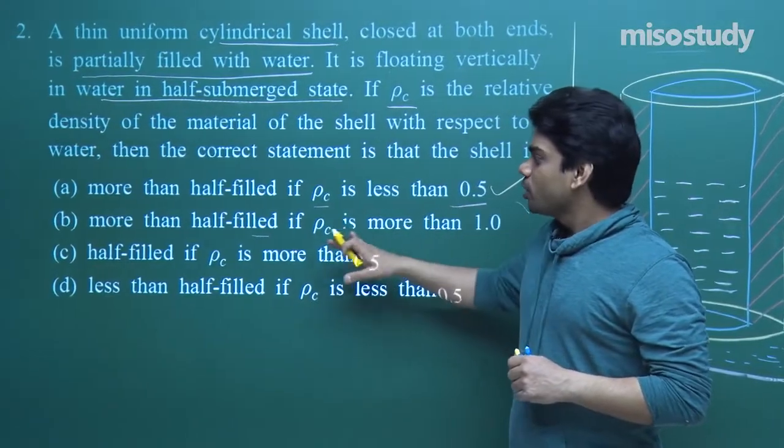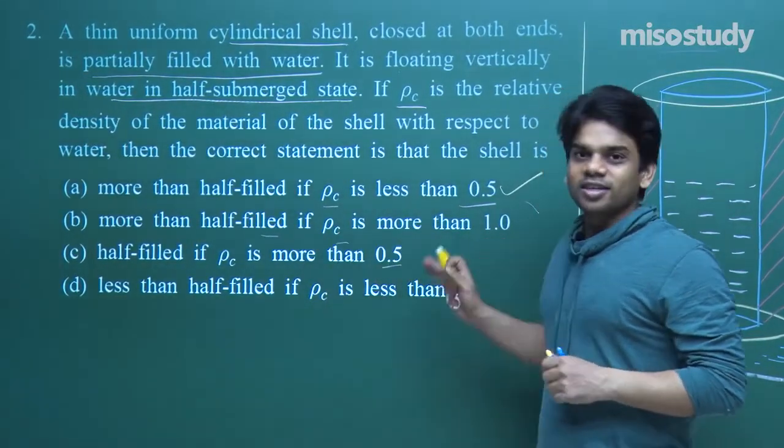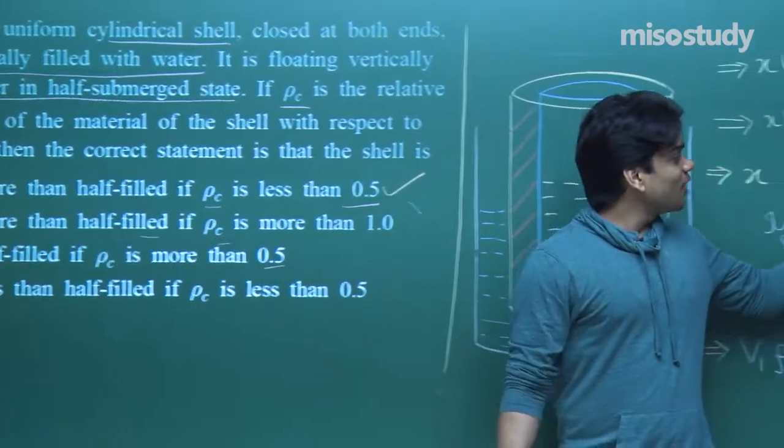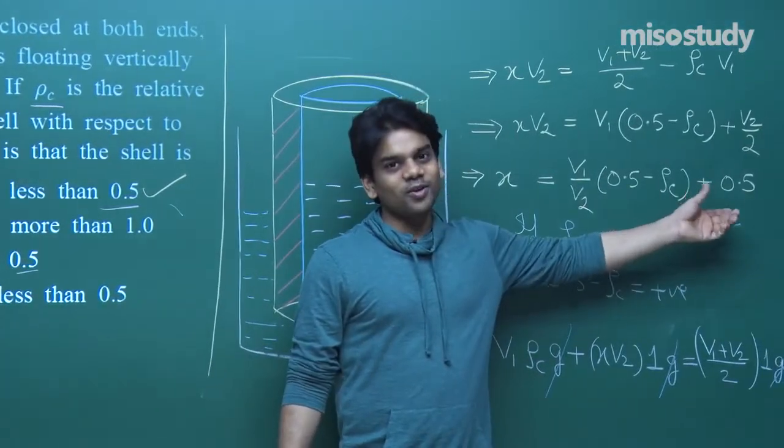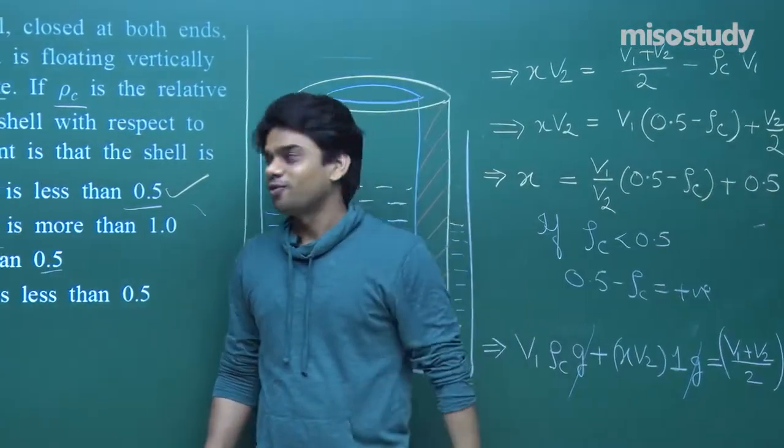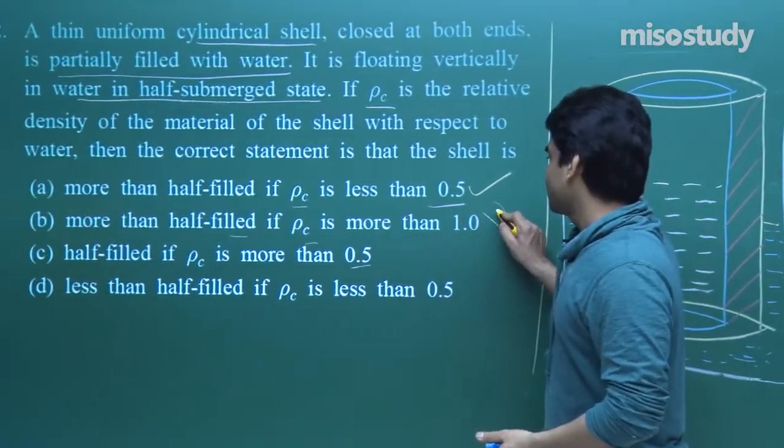Correct answer. B, more than half filled if rho c is more than 1. If rho c is more than 1, you are going to get a negative value. So again, you are going to reduce it from this. So it will not be more than half filled. So this option is incorrect.